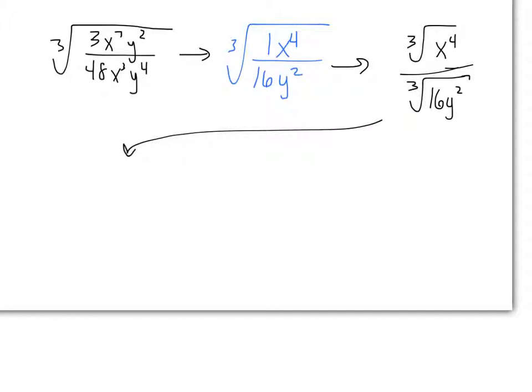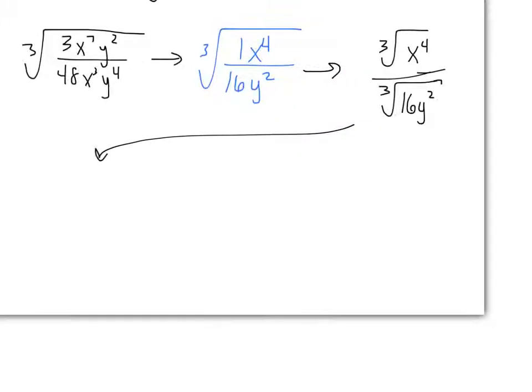Close. 4y. What is it? Cube root of 4y, right? Where does that come from? Because if 16y squared is the power of 2 version of it, you're trying to get the power of 1 version of it. So the square root of 16 times the square root of y squared, you get the 16 times the square root of 4.